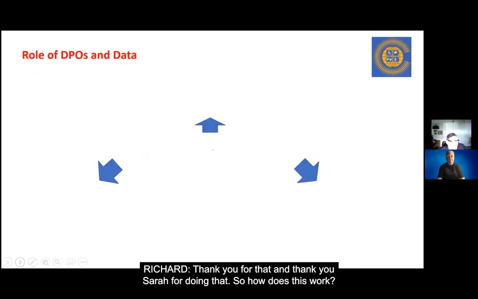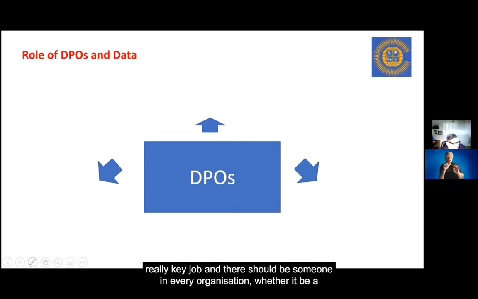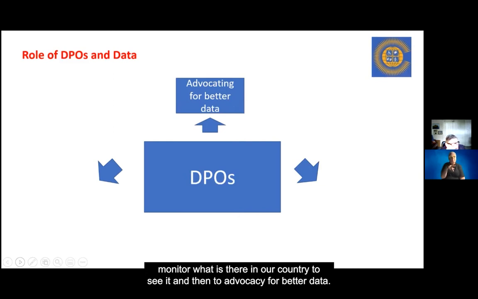So how does this work? Well, DPOs and activists who are around the DPOs need to see that they get monitoring data, the level of data, the quality of the data, how good it is. A really key job. And there should be someone in every organization, whether it be a single impairment DPO or a gender DPO for women, for instance, or children, who has got their eye on the data that is being produced and looks for gaps, what isn't there, and frames questions to advocate for better data. So we need to monitor what's there in our countries to see it, and then to advocate for better data.